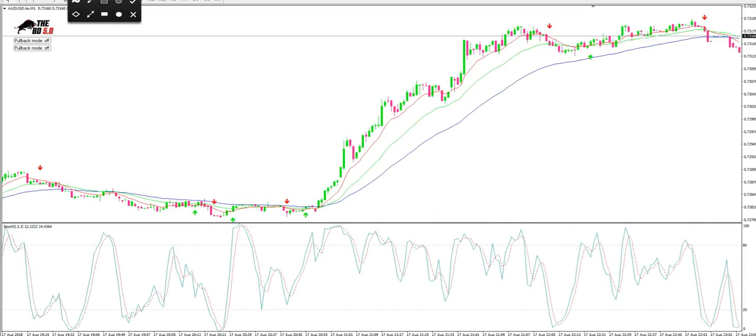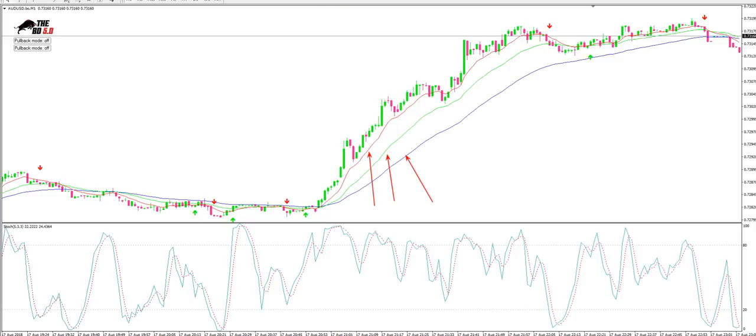So the way I would work it is pretty simple. When you've got these three lines all separate to one another, it looks like a rainbow effect, which is good. It shows that the market's moving, it's trending up.